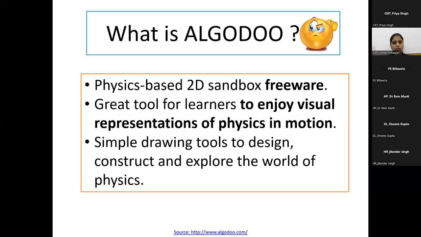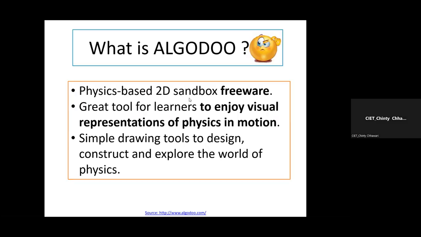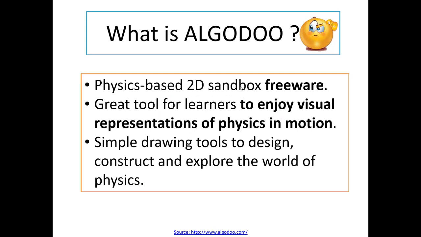So now, what is Algodoo? Algodoo is a physics-based coding sandbox tool in which we can create a two-dimensional simulation. And what are we doing in the sandbox? A sandbox is something that kids used to play in sand and try to create anything. In the same way, using this interface, we can create anything, whatever we want to draw, whatever we want to create. Using our creativity, we can create anything.